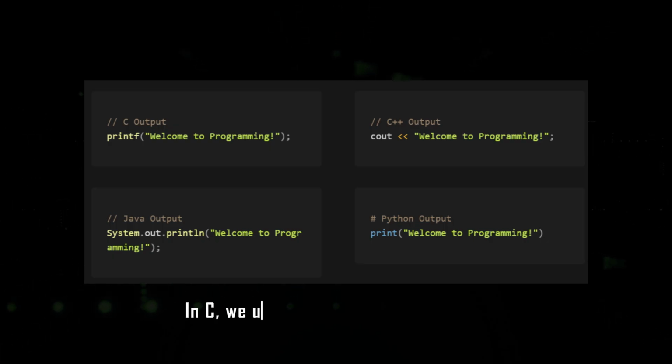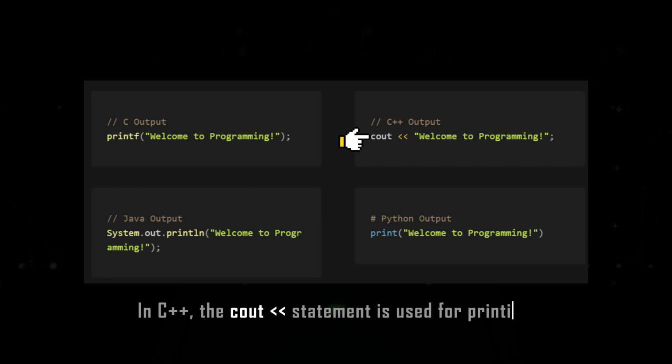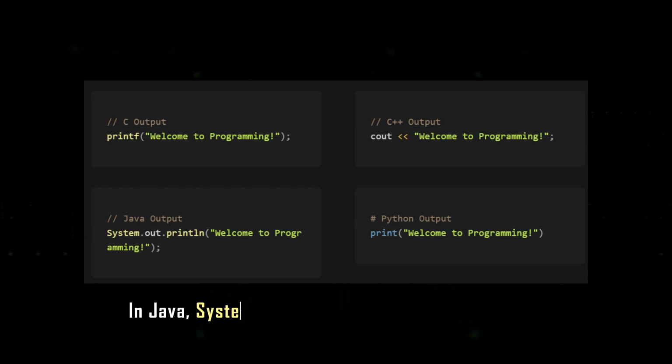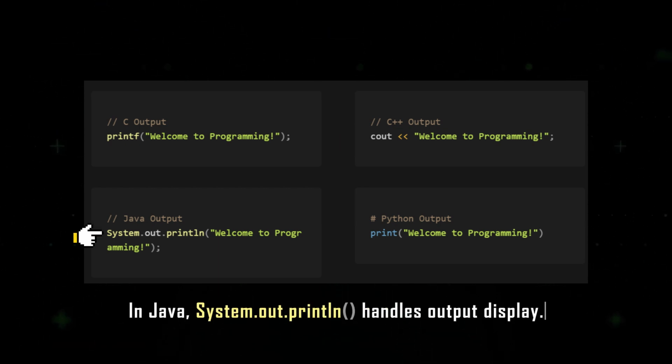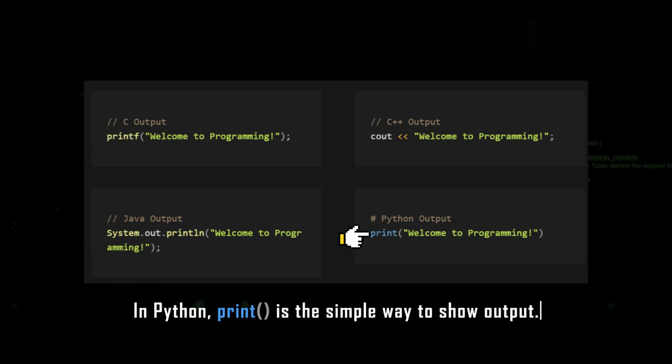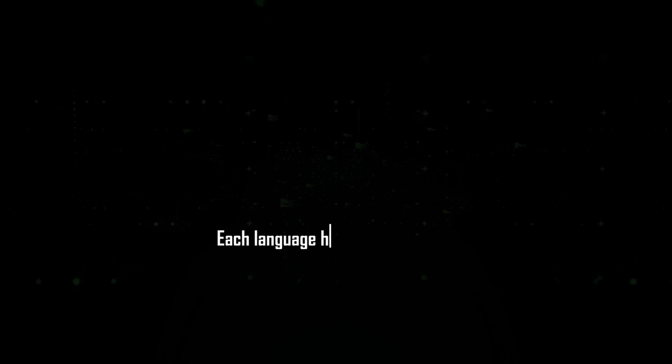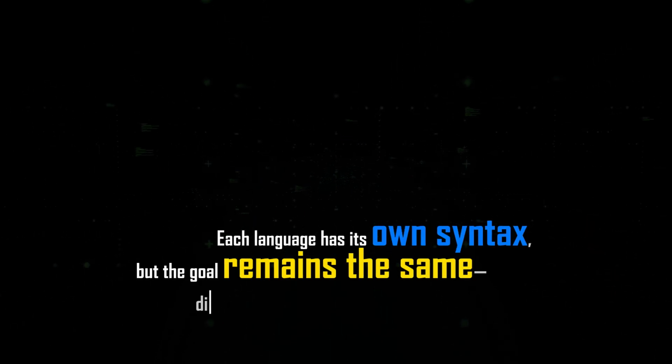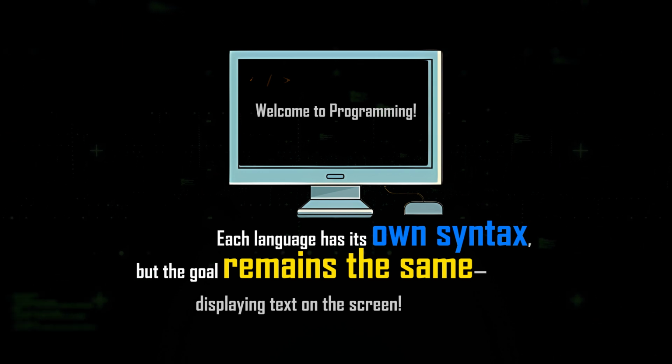In C, we use printf to display output. In C++, the cout statement is used for printing. In Java, System.out.println handles output display. In Python, print is the simple way to show output. Each language has its own syntax, but the goal remains the same: displaying text on the screen.